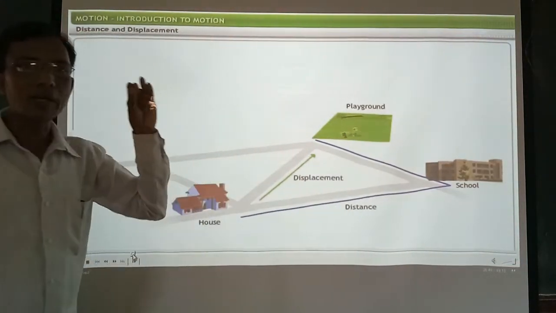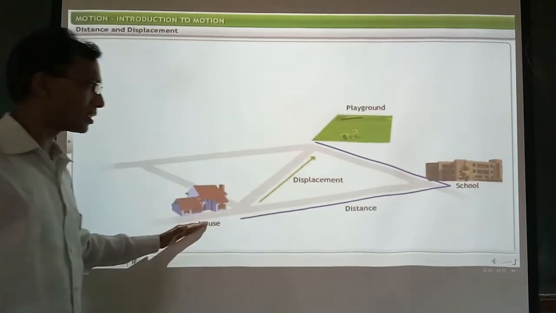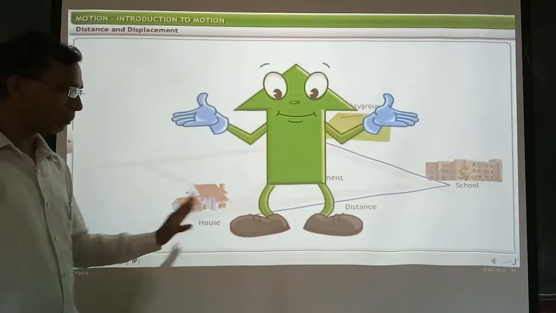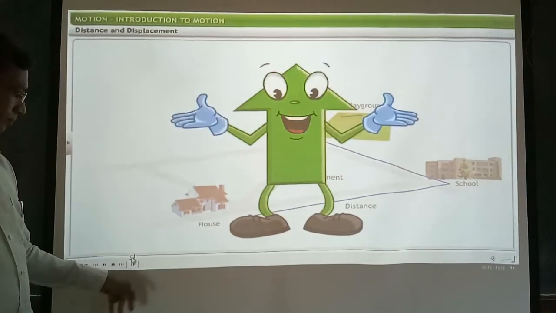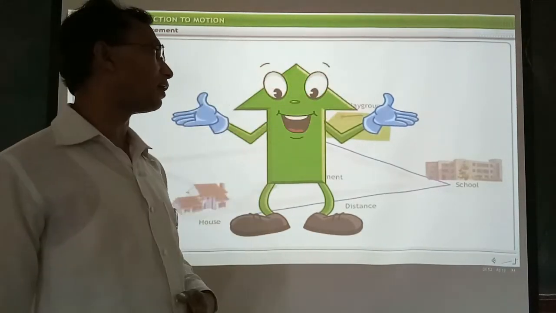But the shortest distance is the displacement. The shortest distance is between the final position and the initial position. The initial position is the start from home and the final position is the playground.